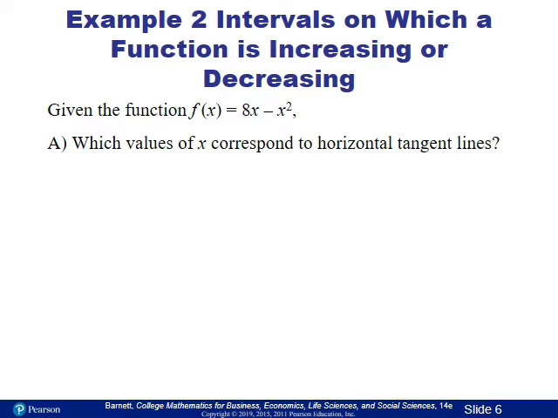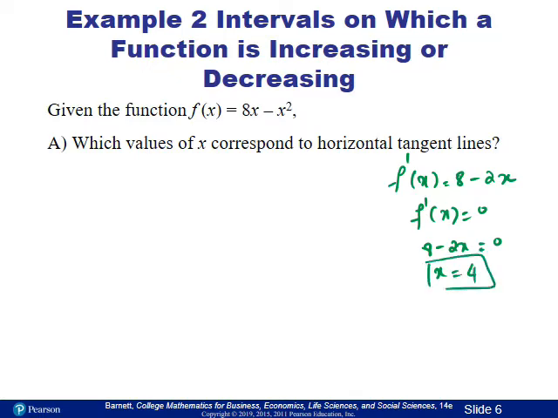Here we are asked to find the intervals on which the function is increasing or decreasing, given the function f of x equals this. Which values of x correspond to a horizontal tangent line? Horizontal tangent lines are where f dash is 0. We take its derivative, f dash of x is 8 minus 2x. We put f dash of x equals 0, 8 minus 2x equals 0. So from here we get x equals 4.